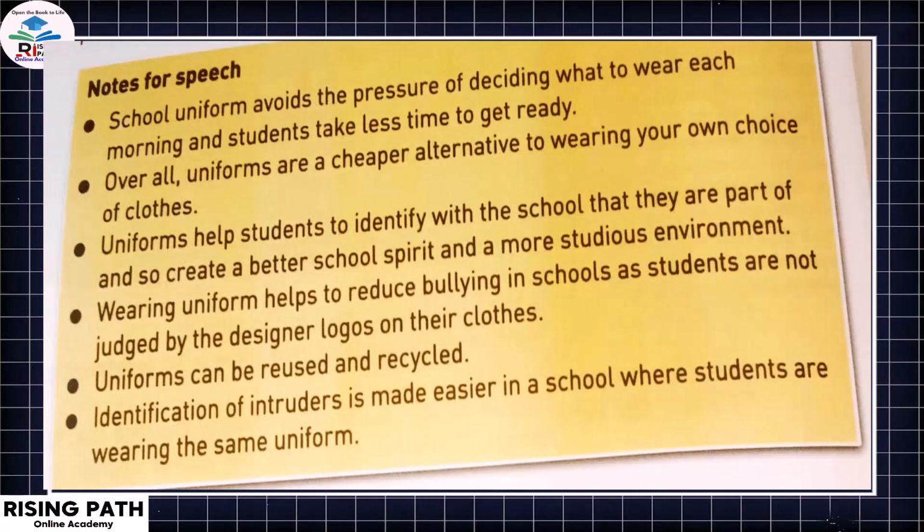Your next step would be these notes for the speech that are given in your textbook, and our next step would be to compile our own points. But first let's go through these quickly. As you can see, there are 6 points, and they are about: school uniform avoids the pressure. Overall, uniforms are a cheaper alternative. Uniforms help students to identify with the school. Wearing uniform helps to reduce bullying in schools. Uniforms can be reused and recycled. Identification of intruders is made easier in school.